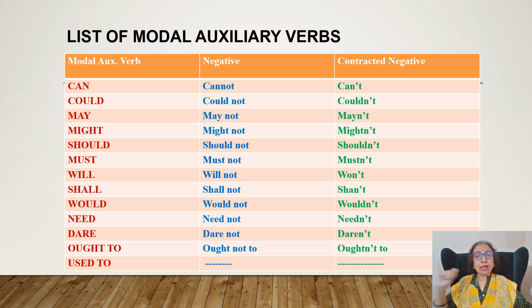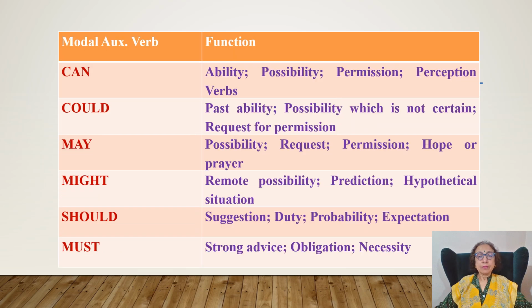Alone, they cannot come in a sentence. Unlike primary auxiliary verbs, which can come alone in a sentence and can function like a main verb, modal verbs can never come alone in a sentence. They can only come by acting as helping verbs or auxiliary verbs.